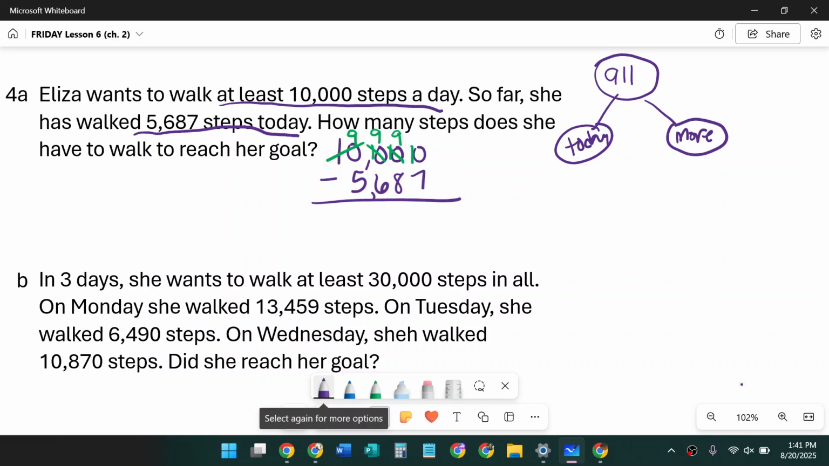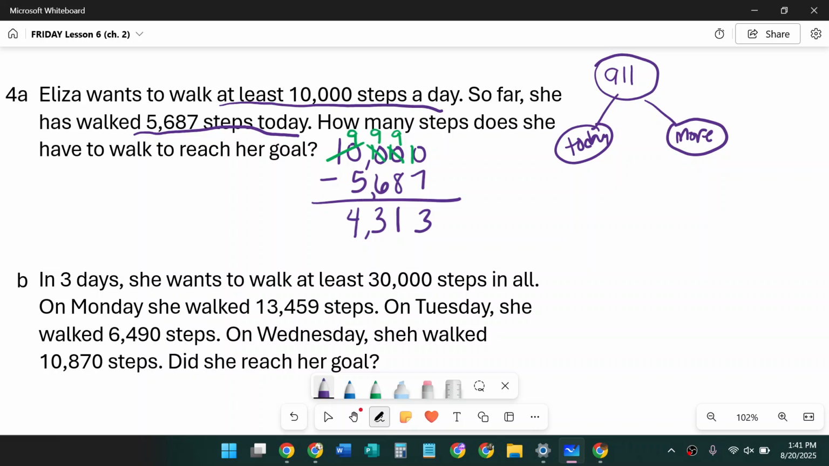All right, so 10 minus 7 is 3, 9 minus 8 is 1, 9 minus 6 is 3, and 9 minus 5 is 4. So she needs to walk at least 4,313 steps to reach her goal. If she walks more than that, she definitely reaches her goal, but she can't walk less than that.